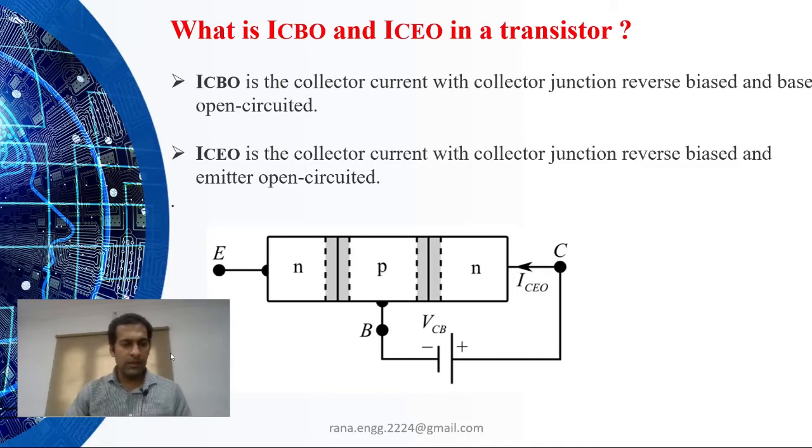Now another concept we have to discuss is about the leakage current. What is this leakage current and what are these ICBO and ICEO in a transistor? So let us understand it fold by fold. First, what is ICBO? It is the collector current with collector junction reverse bias and base open circuit.